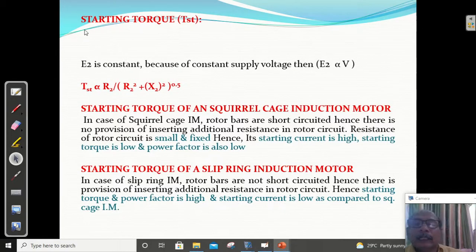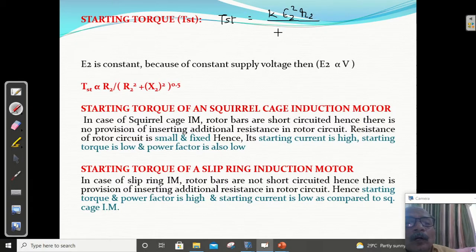Now next, the starting torque. What is the starting torque? We can say K is constant. T start equals what? K is constant, S equals 1, E2 square into R2 upon R2 square plus X2 whole square. S will be 1. That is the starting torque.